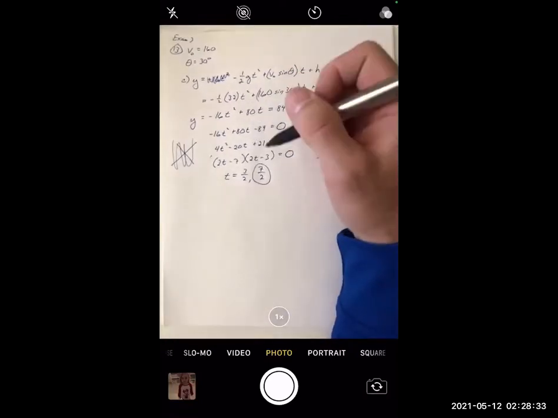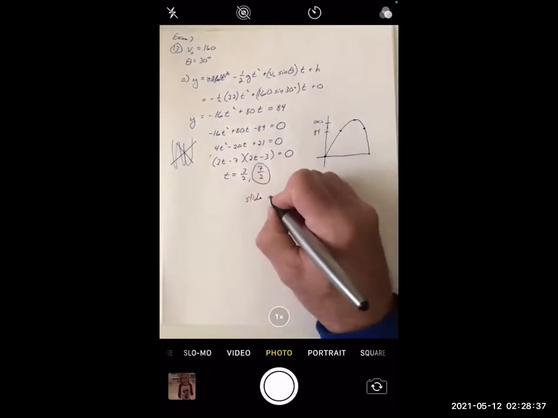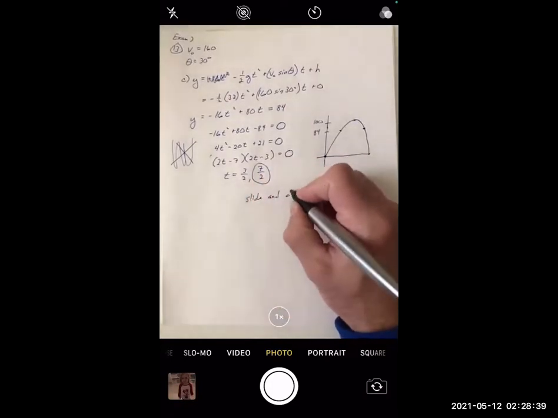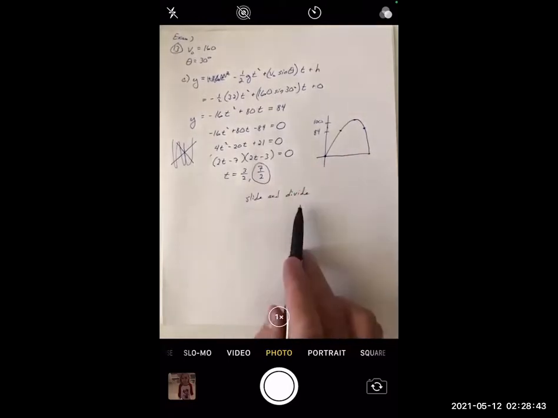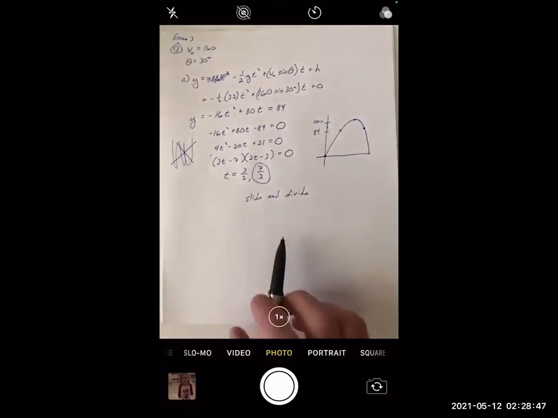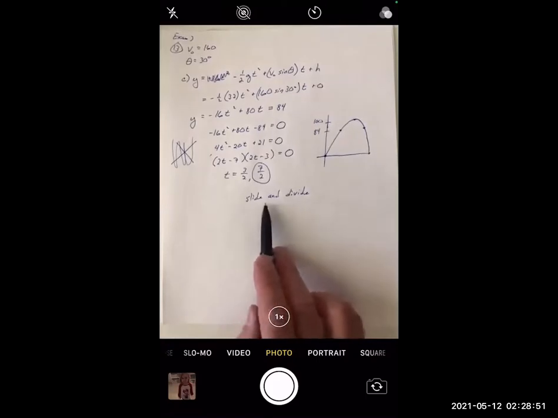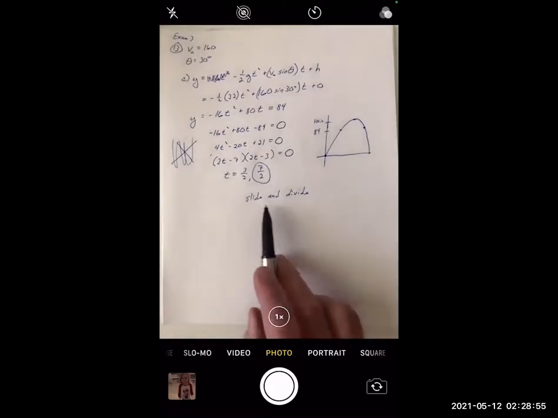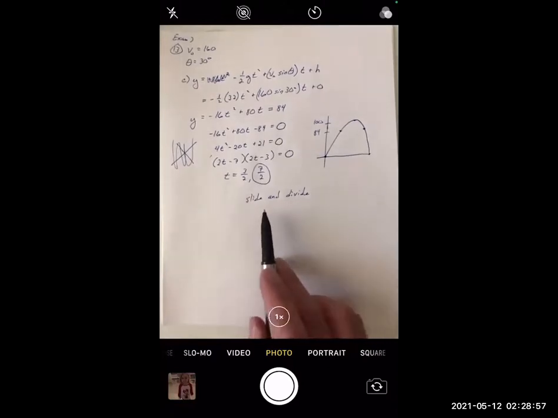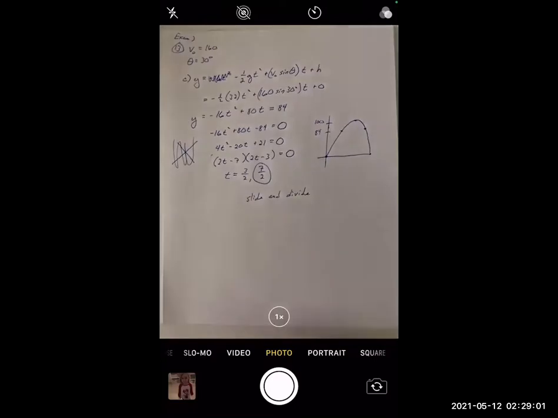But you can look up slide and divide. It is a pretty nifty way to do it. It's been a while since I've taught it, so I don't want to show you something that would be wrong. But if you just look on YouTube, just type that in there, there's a lot on there. It is a really nifty way to factor if you just can't factor something like that easily.